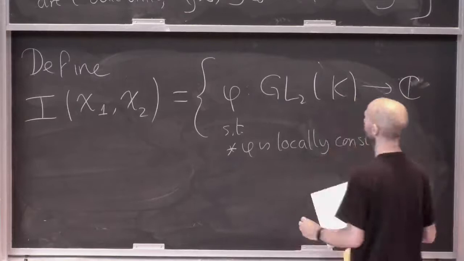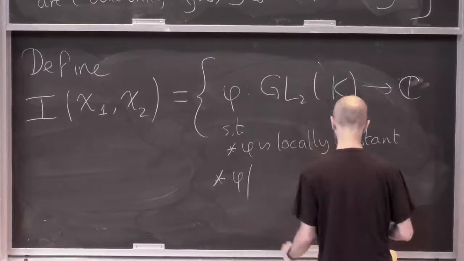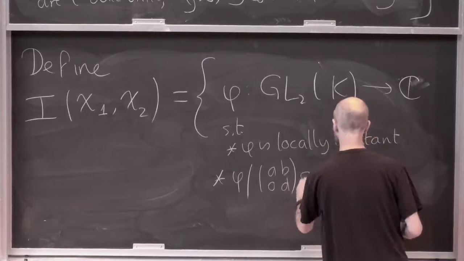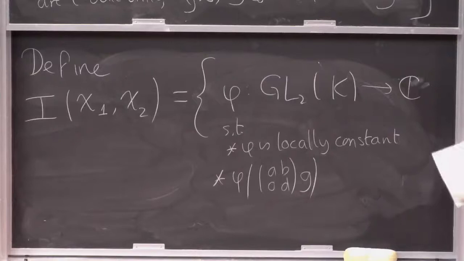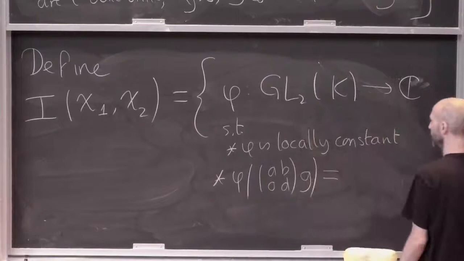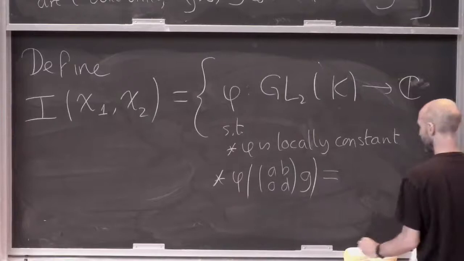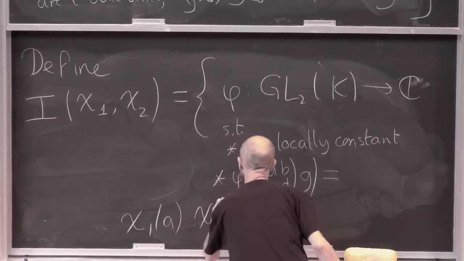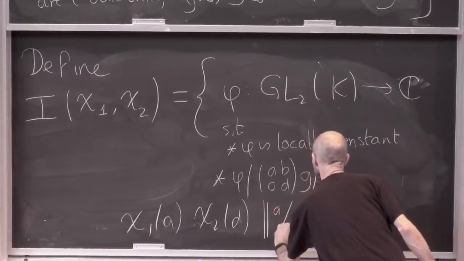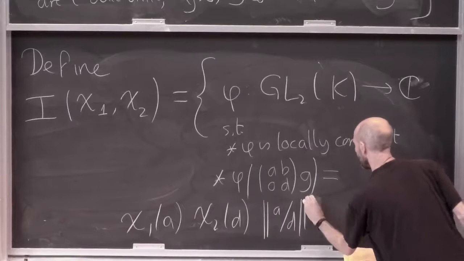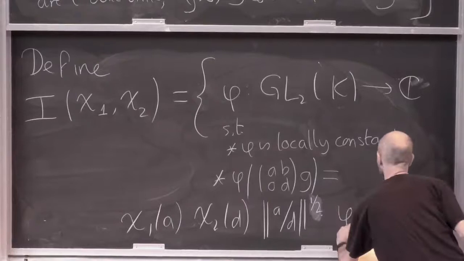So phi has to be locally constant, and phi has to transform in a certain way. Phi of (A, B; 0, D) times G, where (A, B; 0, D) is a random upper triangular element of GL2 of K and G is a random element of GL2 of K. That's going to be related to phi of G, but in a perhaps slightly strange way. It's chi1 of A multiplied by chi2 of D multiplied by the square root of the norm of A over D. I'll have something to say about this rather strange factor next time. Multiplied by phi of G.